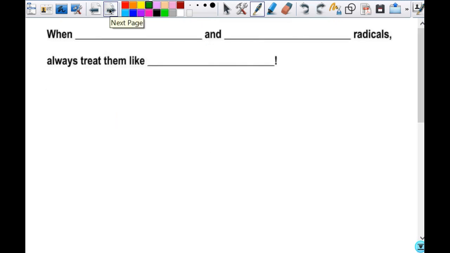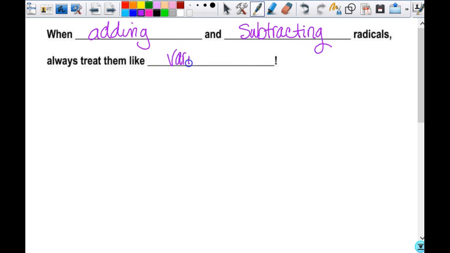Here we go. When adding and subtracting radicals, always treat them like variables. Okay? If you think about them as variables, remember, don't start making stuff up because it looks different. Radicals look different. They make things look very difficult. But that's not it. It's just different, and it's pushing you outside of your comfort zone. You have to tell yourself, don't freak out. It just looks hard, and it's not, okay?